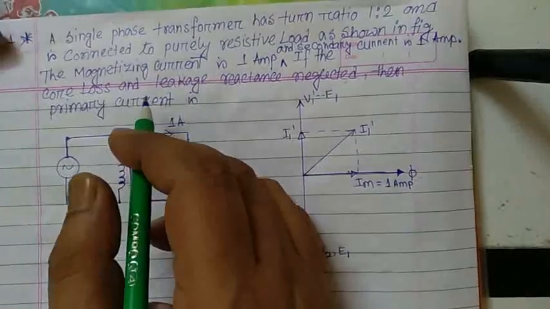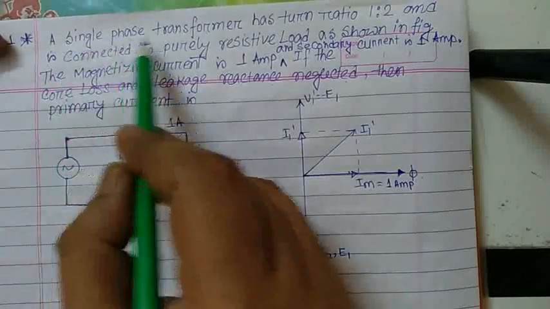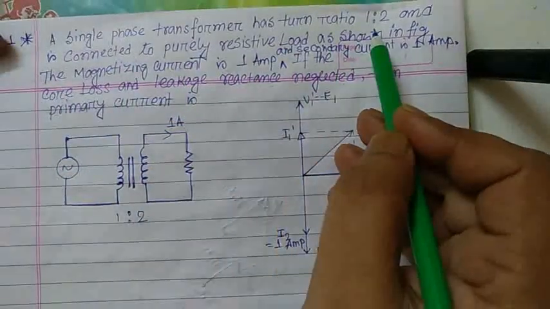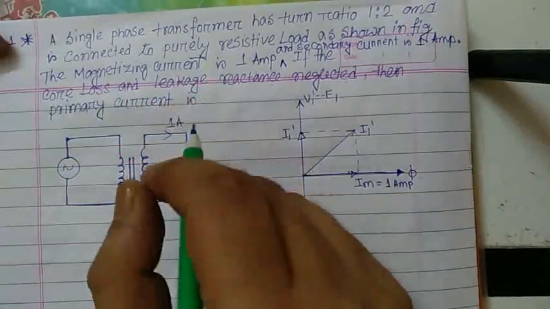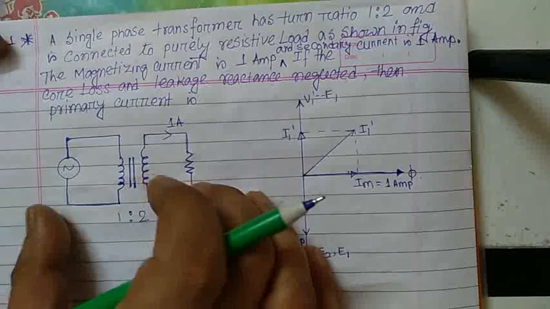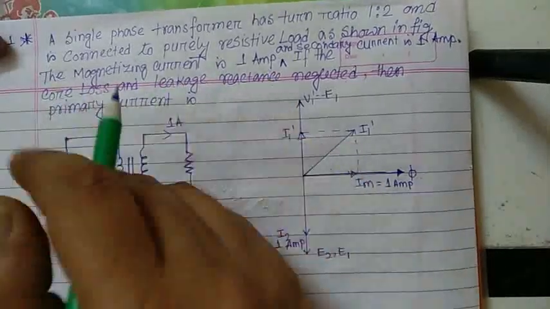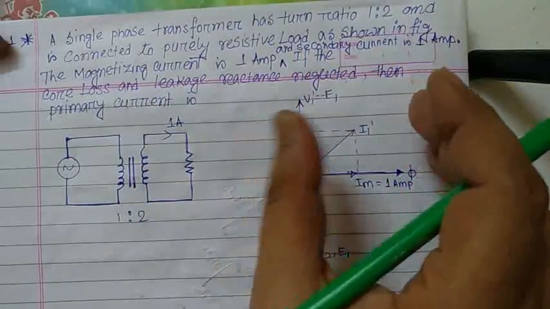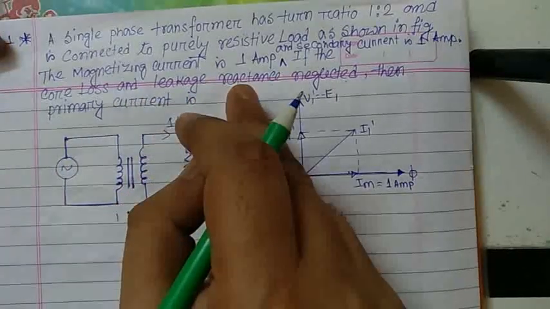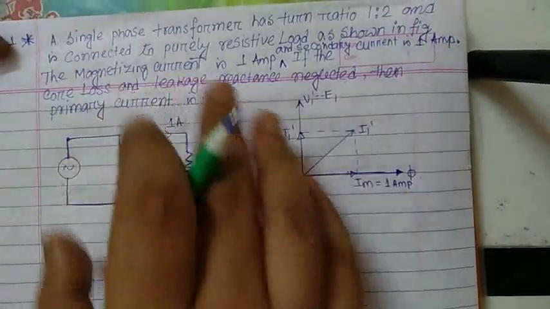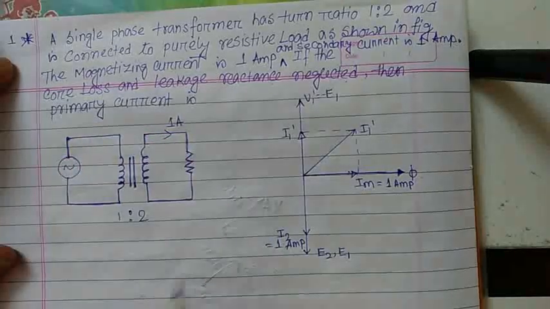Student, first read carefully the problem. A single phase transformer has the turn ratio 1:2 and is connected to a purely resistive load as shown here. The magnetizing component current is 1 ampere and the secondary current is 1 ampere. Core loss and leakage reactance are neglected. Then what should be the primary current?